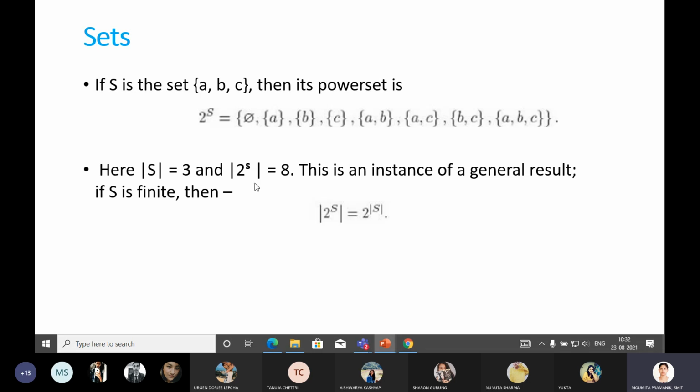Is this clear, students? How do we find out the size? Anyone, please respond. Yes, ma'am.